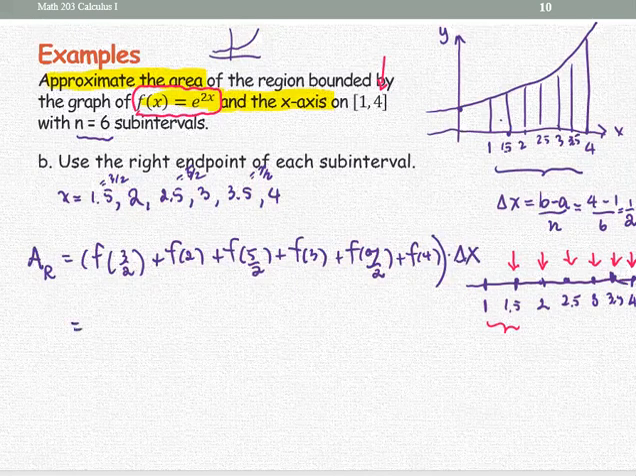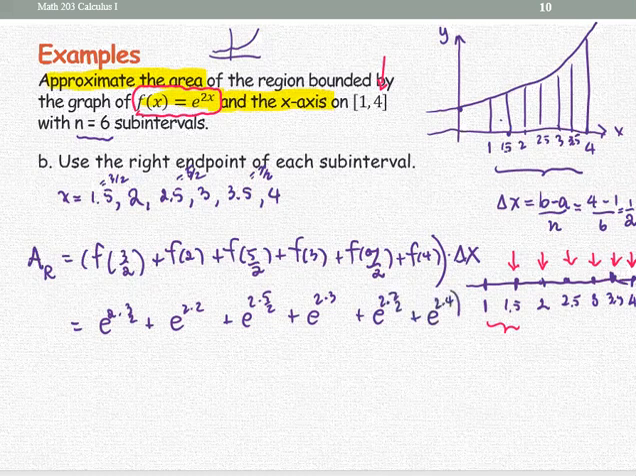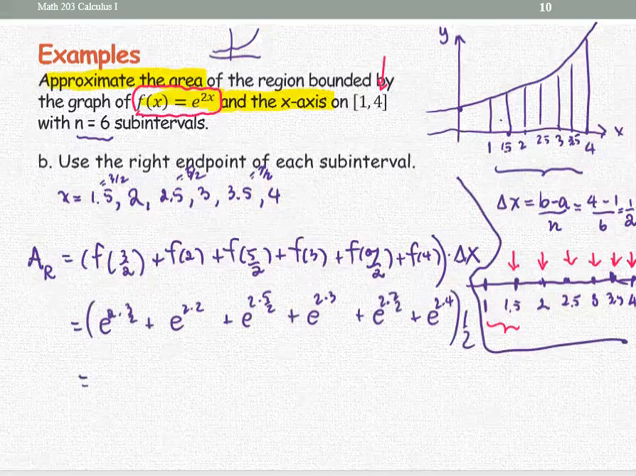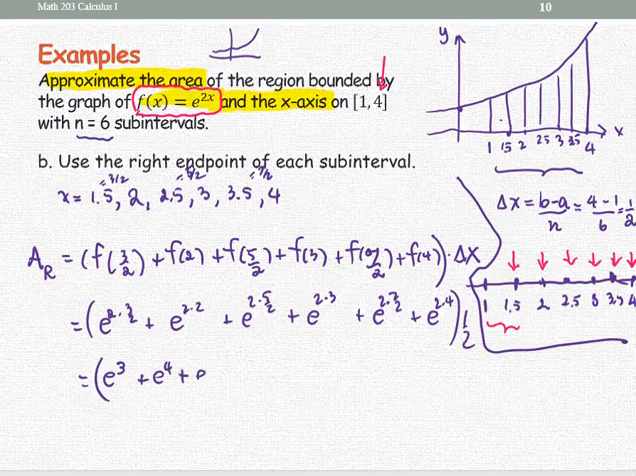And the function, again, use e to the power 2x. So e to the power 2 times 3 over 2, e to the power 2 times 2, e to the power 2 times 5 over 2, e to the power 2 times 3, e to the power 2 times 7 over 2, and e to the power 2 times 4, multiplied by 1 over 2. Or compute the sum of e to the third plus e to the fourth plus e to the fifth plus e to the sixth plus e to the seventh plus e to the eighth, and multiply by 1/2.